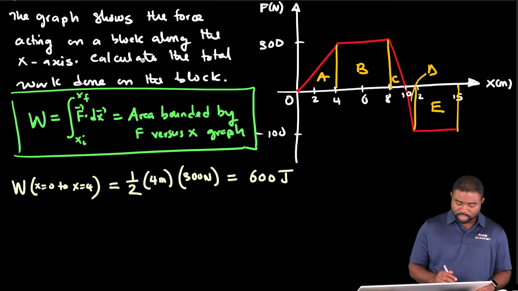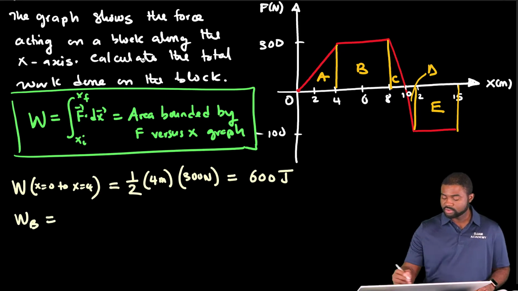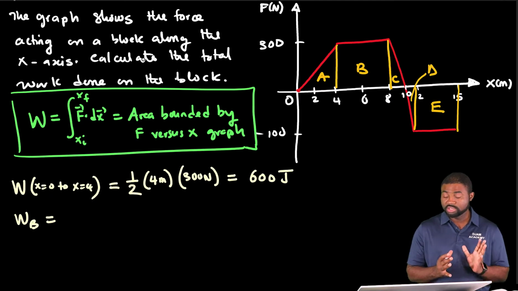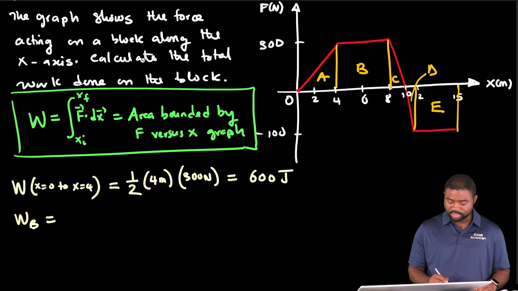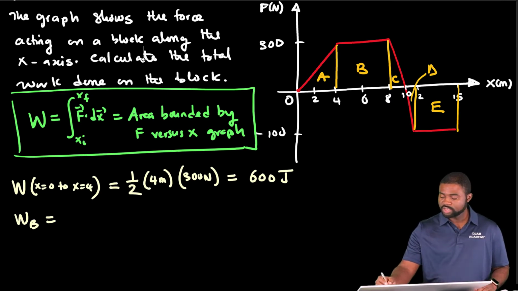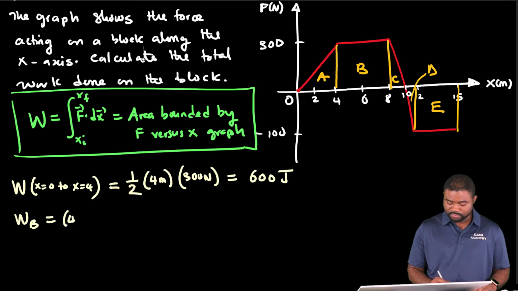Now, the work done WB, this is a rectangle. The area of a rectangle is just the length multiplied by the width. So we will have here the length, this is 8 minus 4. So we will have here 4 meters multiplied by the height. This is 300 newtons. So we will have here 1200 joules.